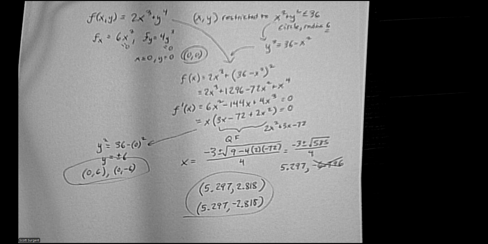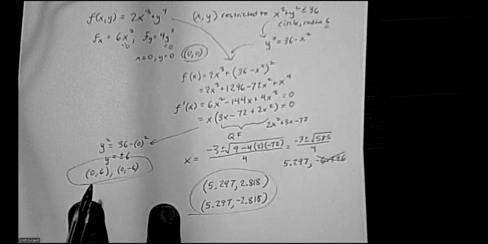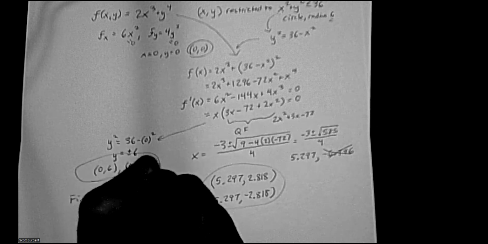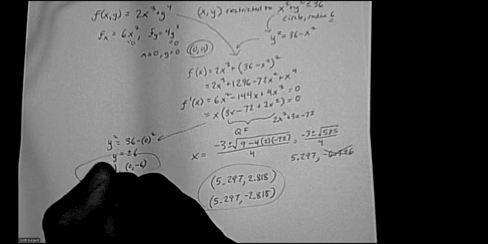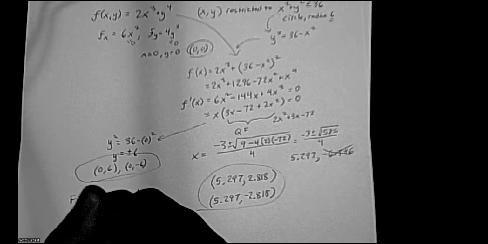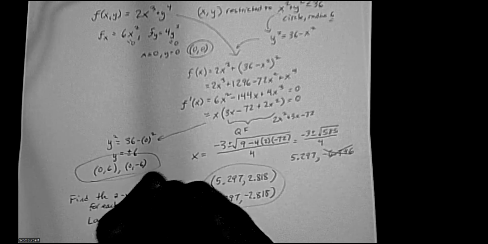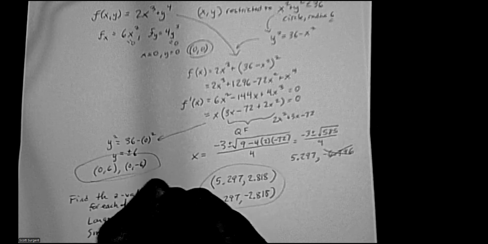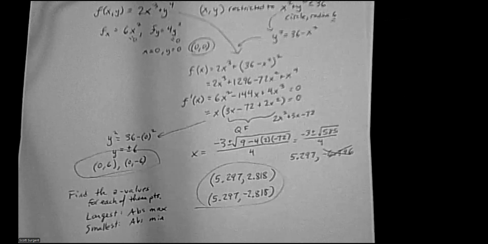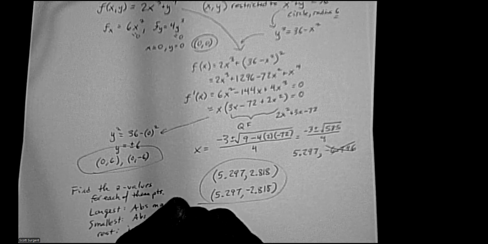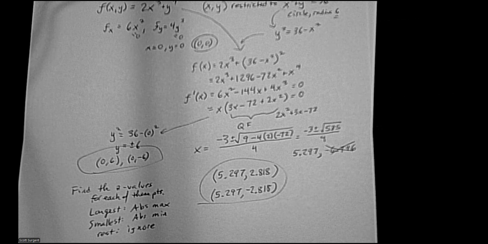Okay. Actually, the rest of the problem is not too bad. What you do, and I'll just verbalize it, I'll just write it down, but I'm not going to actually write the numbers. You just find the z values for each of these points. The largest is your absolute max. The smallest is the absolute min. And the rest, you just ignore. You don't need to use the D-test or anything like that. This one's just pure comparison.